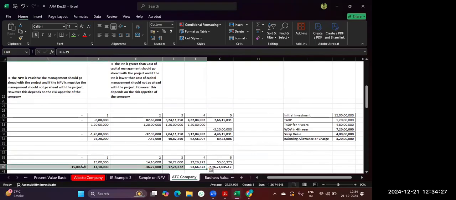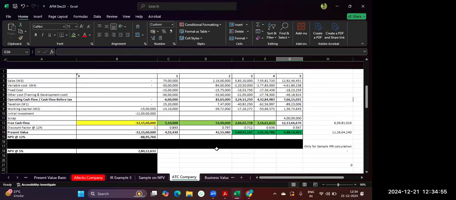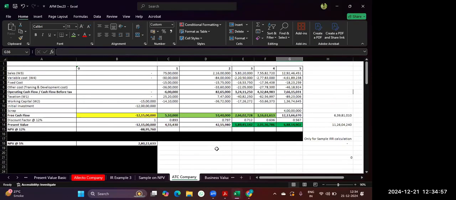Because working capital is not an income or expense. We are just doing it because of the time value loss over the years. Because I'm investing 15 million at the start, I'm getting it back in 5 years. That means I'm losing 4 years of time value. Understood? Any questions? Guys, anyone else, any other questions on this?